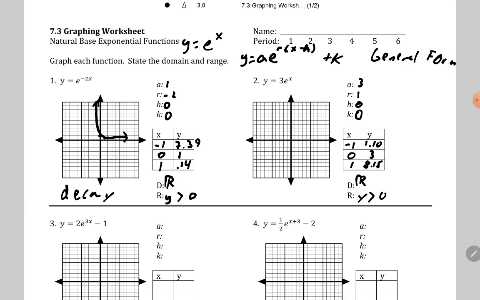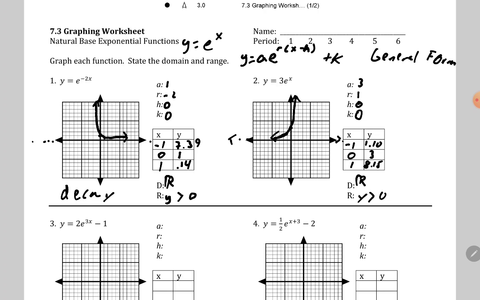Let's plot these. So up 3, make a dot. 1 is 8.15, so something up there. And then negative 1 is just a little bit over 1. So we got this going on. And once again, these graphs are approaching an asymptote. It approaches but never touches, and it's always y equals k, so in this case y equals 0.